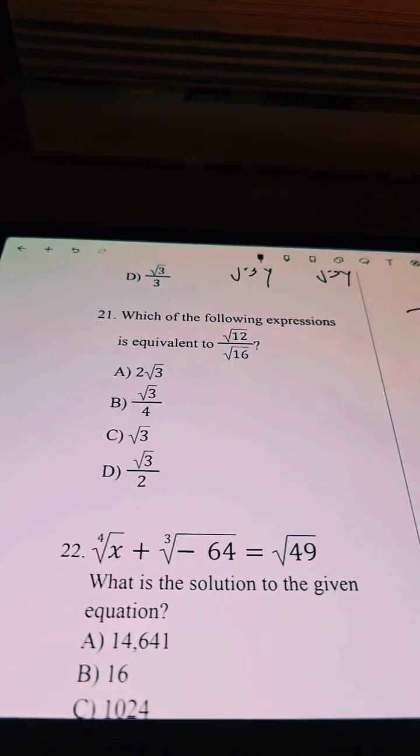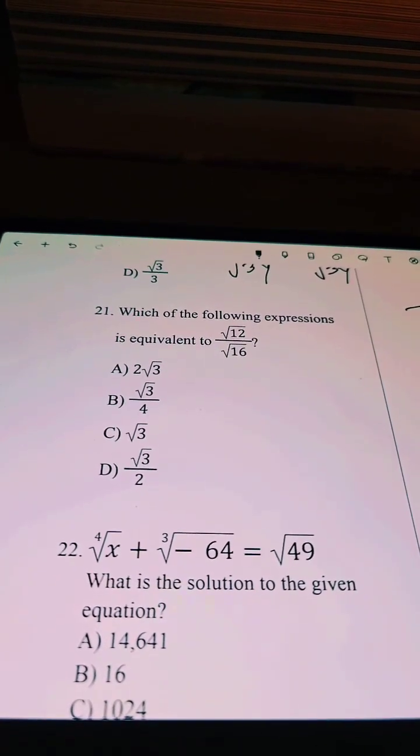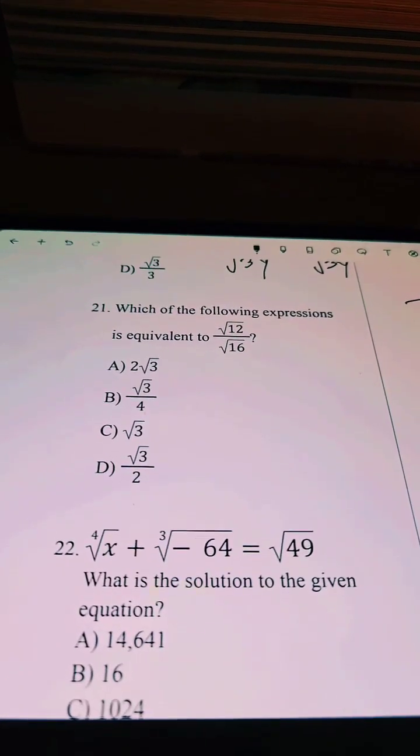Are logs on the SAT or LN equations? No, that's ACT.